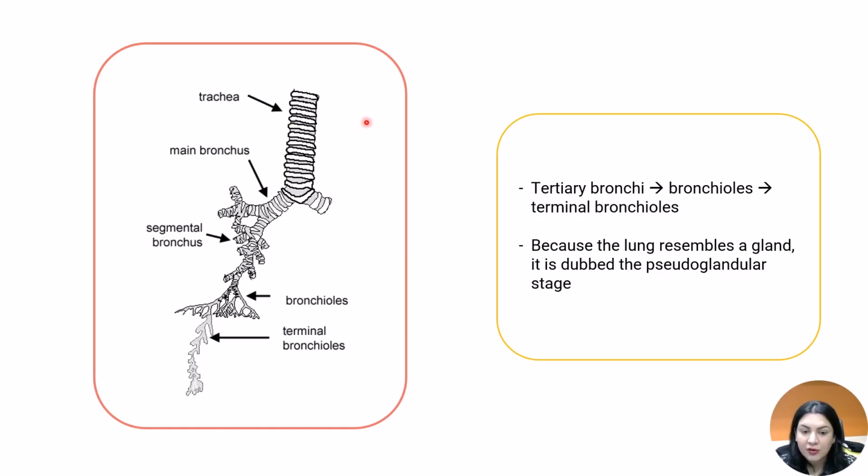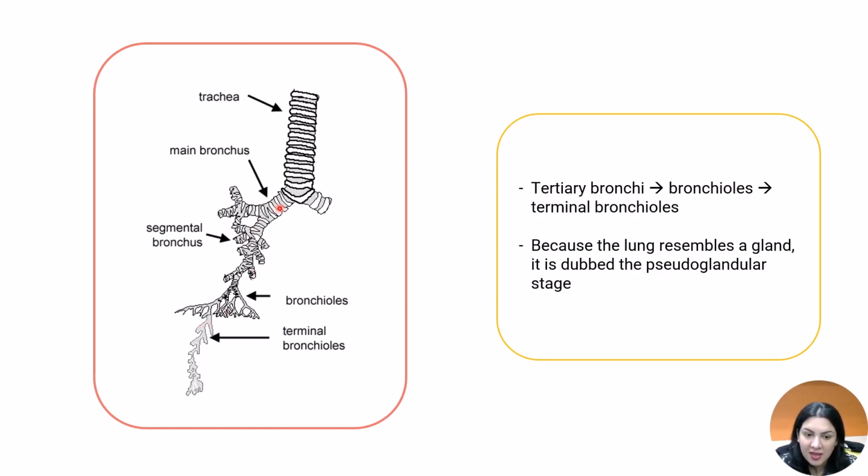So if we start from the tertiary bronchi, because that's where we stopped at the embryonic stage, right? So starting from the tertiary bronchi, you see the emergence of smaller and smaller bronchial buds that start to branch off and proliferate, which eventually leads to the formation of the bronchioles, which in turn become the terminal bronchioles. And that's what you can see in this illustration here as well.